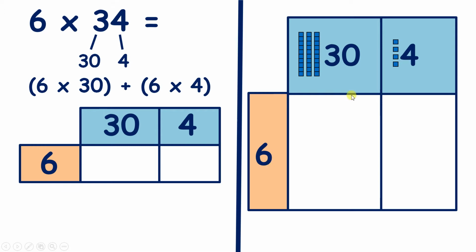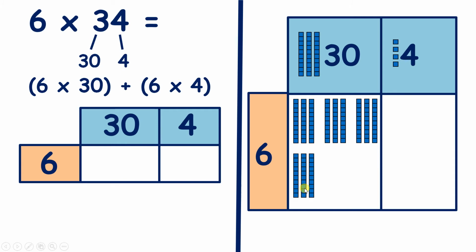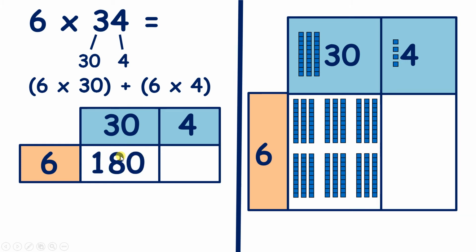So now, with 6 times 30, we need to count up in steps of 30 6 times. So we have 30, 60, 90, 120, 150, 180. So 6 times 30 is 180. And if you know 6 times 3 is 18, you know that 6 times 3 tens is 18 tens. So 6 times 30 is 180.